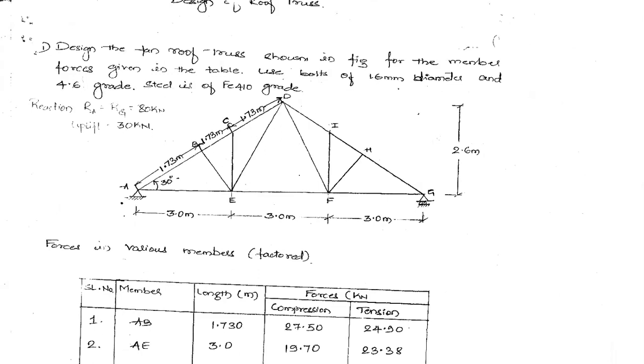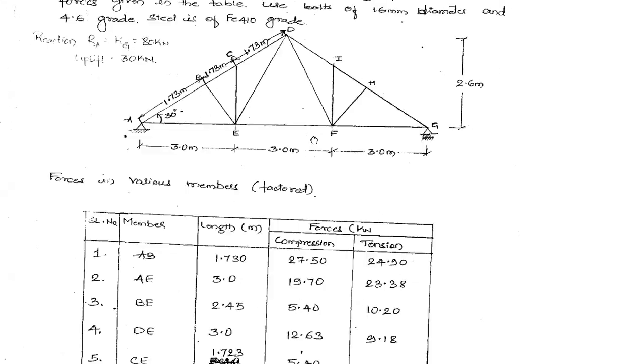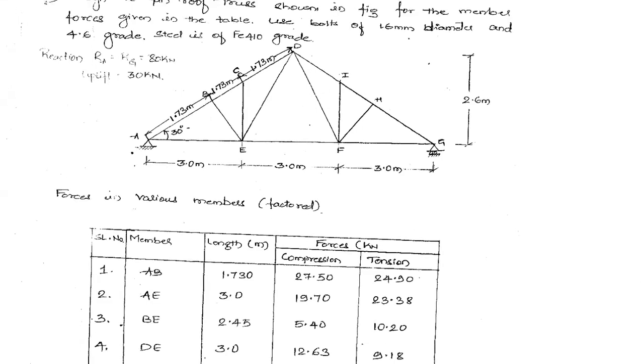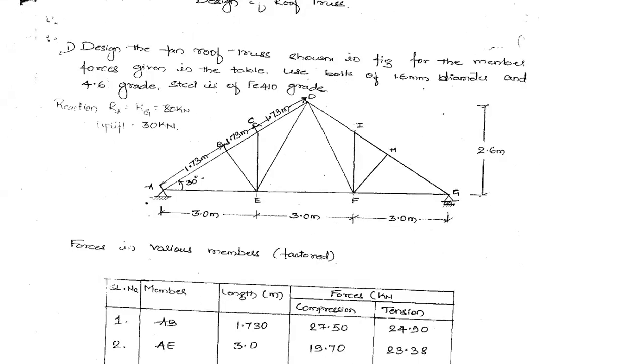Okay, so like this, you will be having the problem. It may be a fan roof truss, king post roof truss, a fink roof truss, anything. But our main intention is to design those members which are either under compression or tension. Okay, so that is the main objective of that problem over here. That is what you have to do in that. Okay, I have written some reaction here. Reaction at A and B are 80 kilonewton, and the uplift force is 30 kilonewton. We will come to this later.